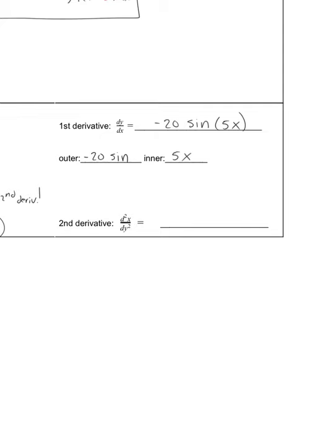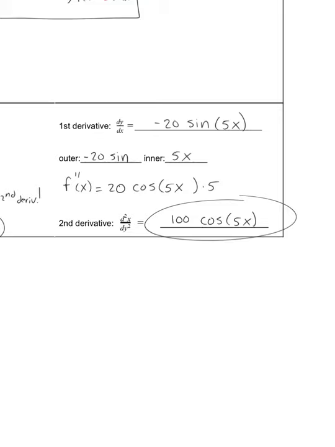All right, so we just get going. F double prime, negative 20 comes along for the ride. The derivative of the outer, the derivative of sine is cosine, blank set of parentheses. The inner as is, 5x. And finally, the derivative of the inner is 5 times 5. And to simplify that, we just put the 20 times the 5 out front. So our second derivative is 100 cosine of 5x. All right, there you have it. Thanks, calculus.